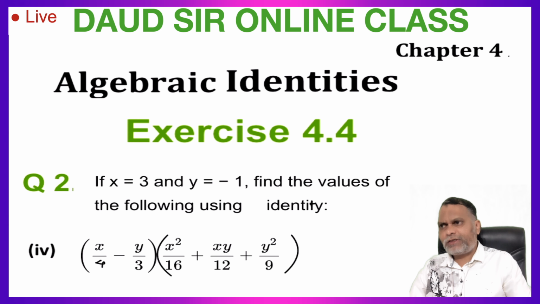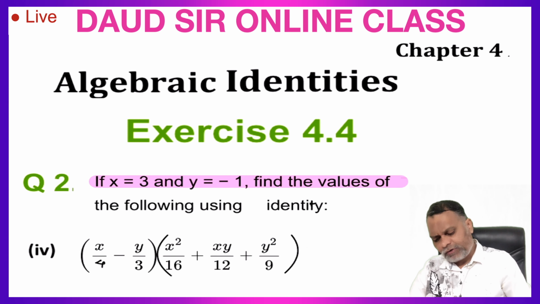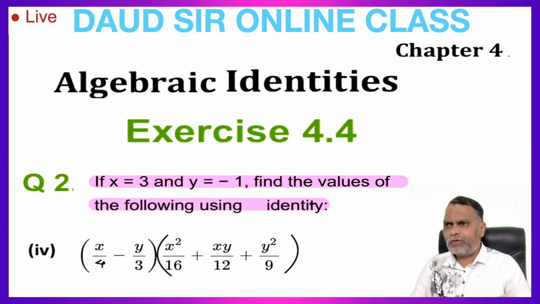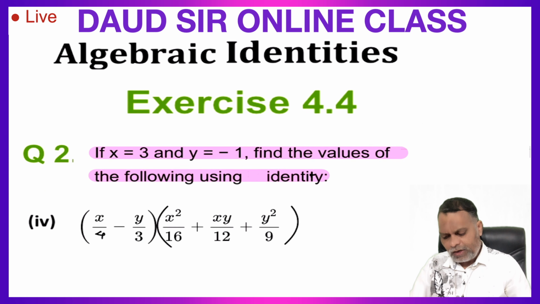Question number 2: if x is equal to 3 and y is equal to -1, find the values of the following identities. Some identities are given, and we have to find their values by using x is equal to 3 and y is equal to -1. First we will simplify them by using the identity, then finally we can substitute x is equal to 3 and y is equal to -1.